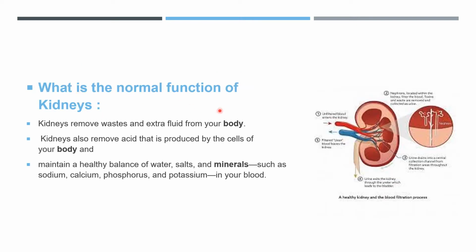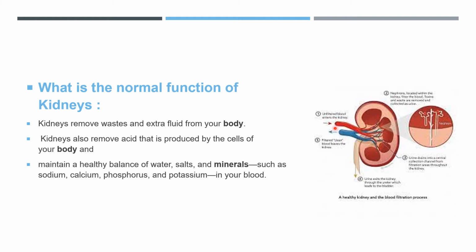What are the normal functions of the kidneys? So these are the normal functions, which include: number 1, the kidney removes waste and extra fluid from your body. The kidney also removes acid that is produced by the cells of the body and also maintains a healthy balance of water, salts and minerals like sodium, calcium, phosphorus and potassium in your blood.